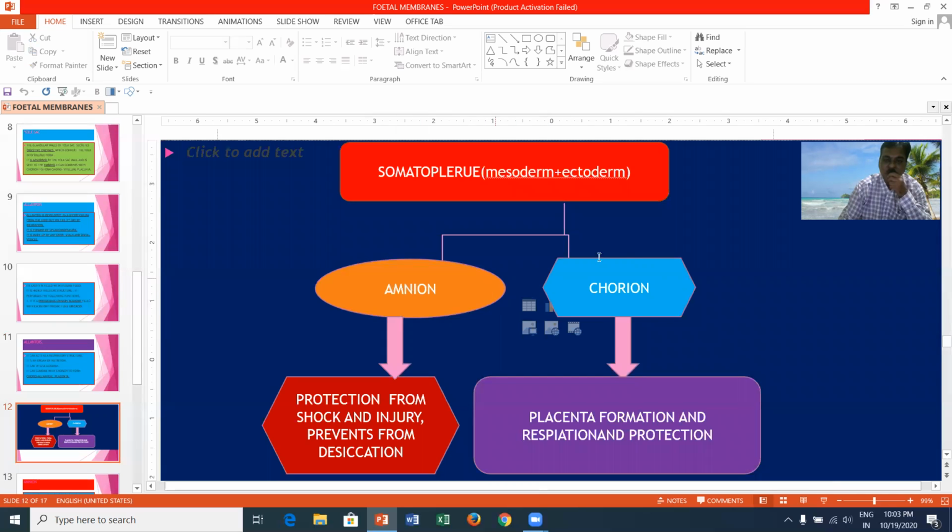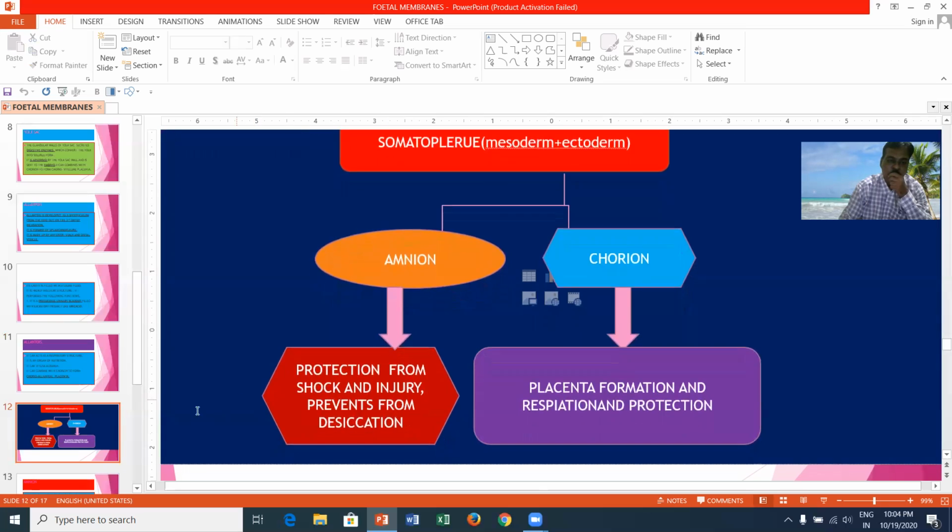And the other one is the chorion. The amnion shows inner ectoderm and outer mesoderm, whereas the chorion shows outer ectoderm and inner mesoderm. This chorion is responsible for placenta formation and respiration. It is associated with the allantois to form the respiration, and it also gives protection to the embryo.